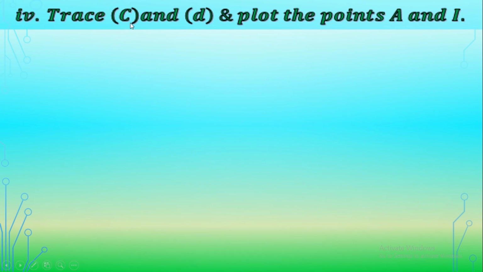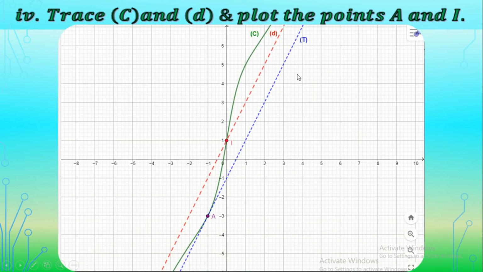Now trace the curve C, the straight line D, and plot the points A and I. If you know something, it's strictly increasing from minus infinity. Here, it passes through the point A having the abscissa minus 1 and the ordinate minus 3. It's increasing. It intersects here the x-axis at the root alpha, which is between minus 0.2 and minus 0.15. Here it passes through the point I, which we have proved is the center of symmetry of the curve.